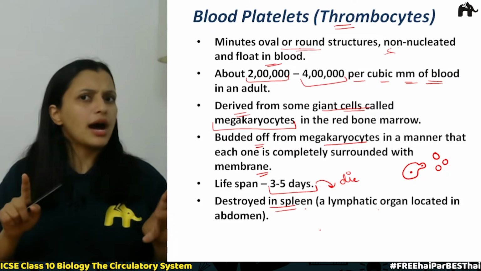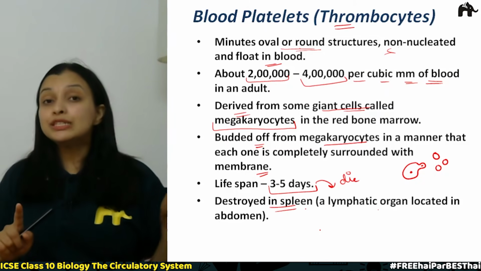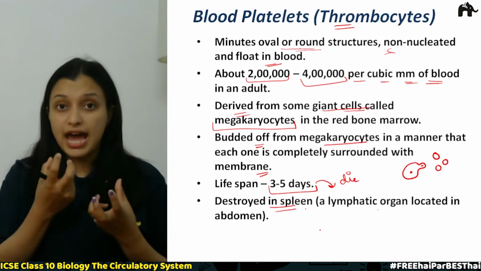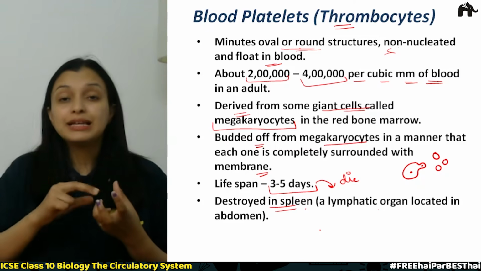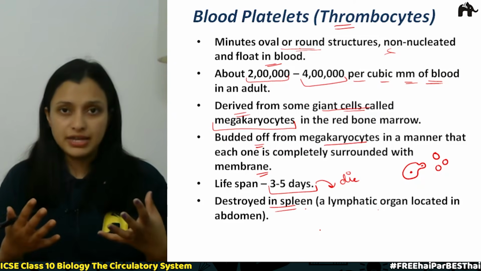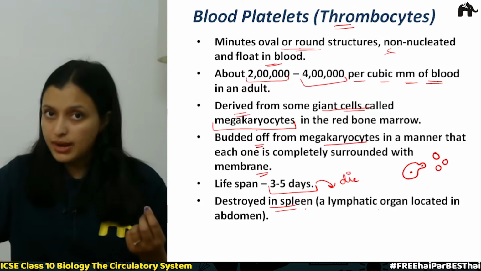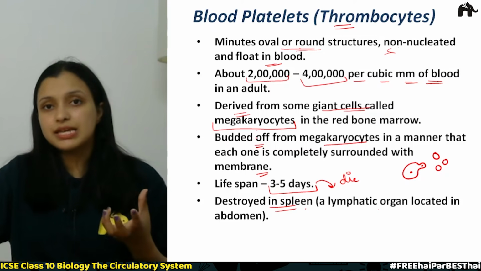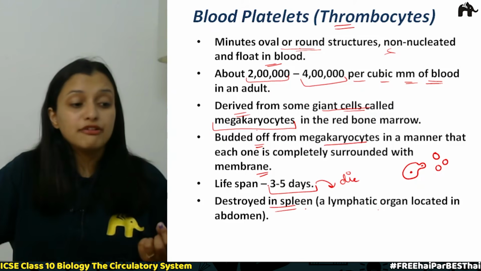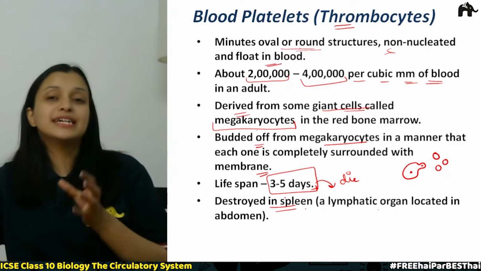So how are they similar to our RBCs? RBCs are enucleated, right? When the RBCs are produced, they have a nucleus, but soon as they mature, they lose that nucleus. The same is the case over here. Platelets do not have any nucleus. Then they are produced in bone marrow as well. And from which cells are they produced? They are produced from megakaryocytes, correct? And they live for 3 to 5 days only. Okay, and they are also destroyed in the spleen.